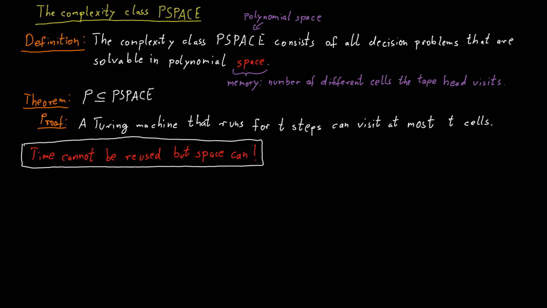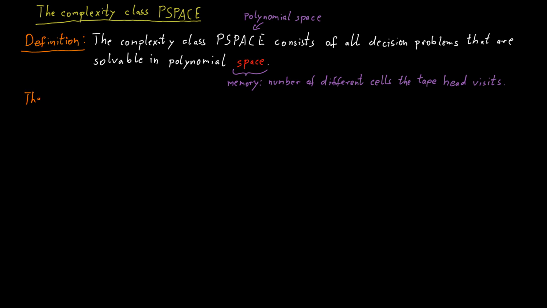But what about the relationship between PSPACE and NP? As it turns out, satisfiability can be decided in polynomial space. Now, we know that satisfiability is NP complete, so it is contained in the class NP and belongs to one of the most difficult problems in that class. Nevertheless, it can be decided in polynomial space quite easily. And here's how you do this.